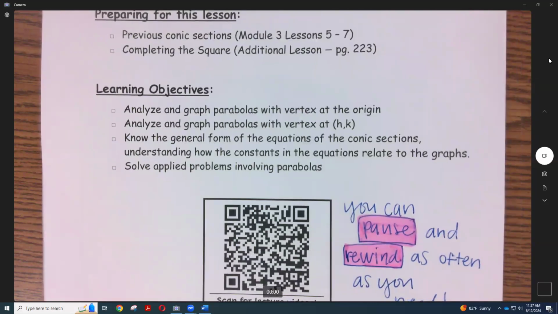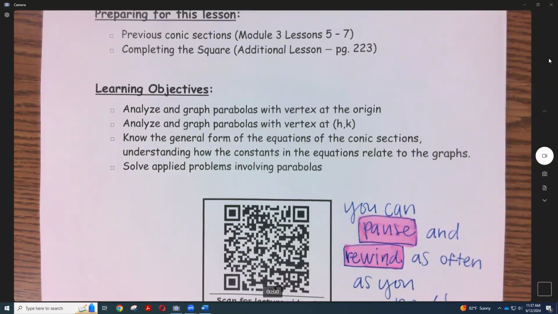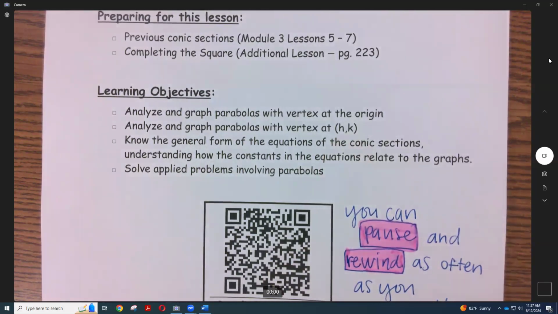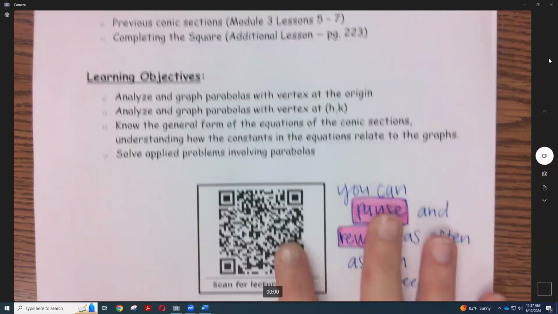Our learning objectives are to analyze and graph parabolas with vertexes at the origin and when they have been shifted to an (h, k). Again, to know the general form of an equation of a conic section. Understanding how the constants of the equations relate to the graph. And lastly, we're going to have two applied problems involving parabolas at the end of this lesson.